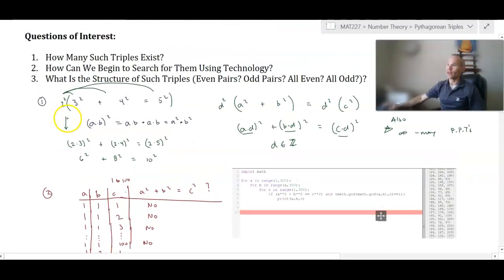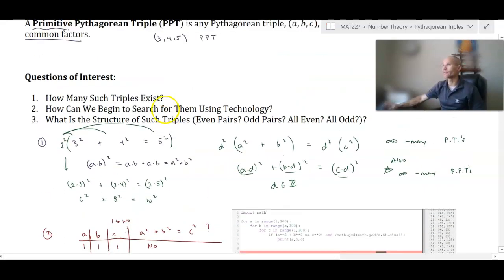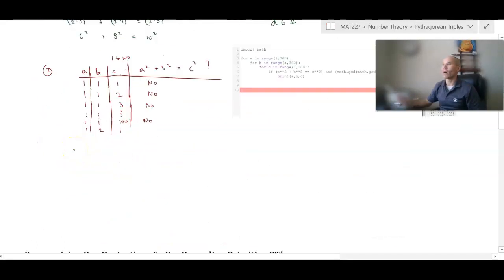Great. So we know we can generate them. We're convinced that there are infinitely many Pythagorean triples. We're going to convince ourselves that there are infinitely many primitive Pythagorean triples as well. Now let's try to understand the structure of these triples. So we've hopefully studied some number theory up until now. We know something about even numbers and odd numbers. So let's focus now on the structure of these numbers.